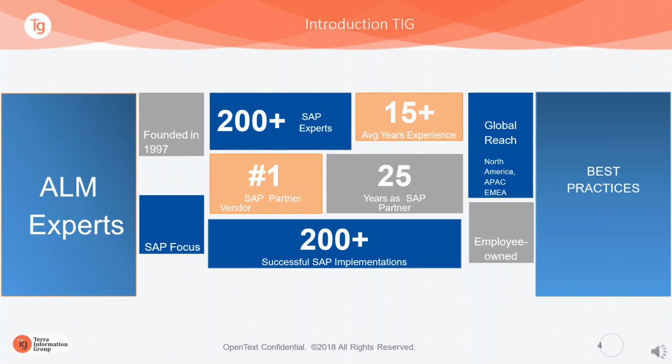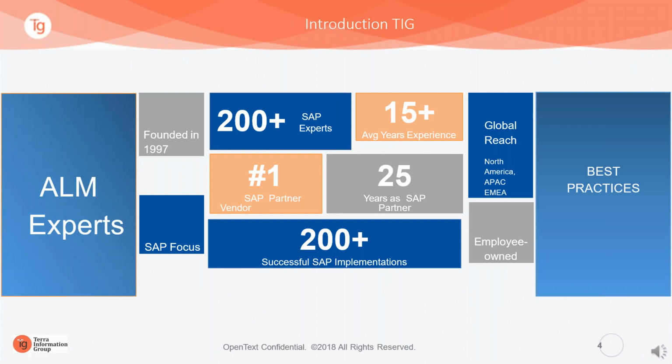Again, this is the introduction to Terra Information Group, and we have been ALM experts since 1997. I guess that's what, 24 years at least, and we have over 200 SAP experts, and most of our SAP consulting resources and team have at least 15 years of experience. I think within our leadership team, most have 25 to 30 years, so as a combined group, we're well over 100 years of experience in leadership from the SAP ecosystem.